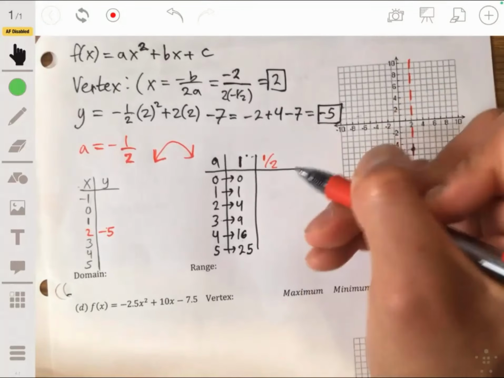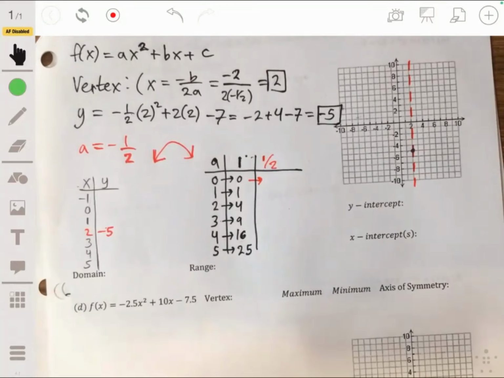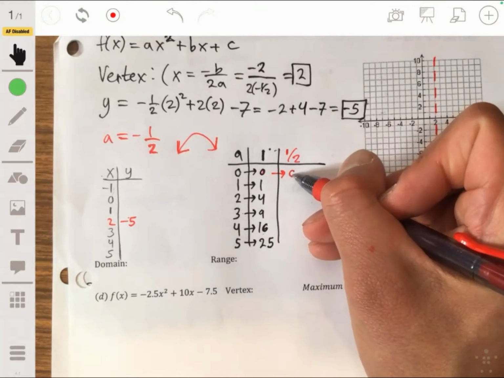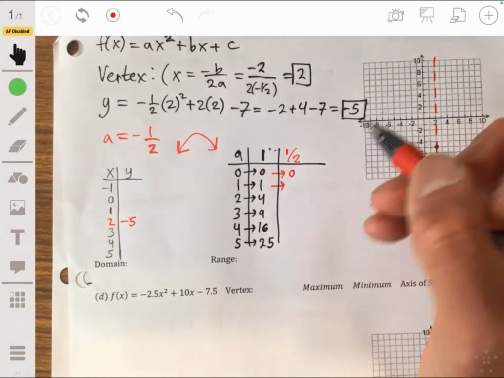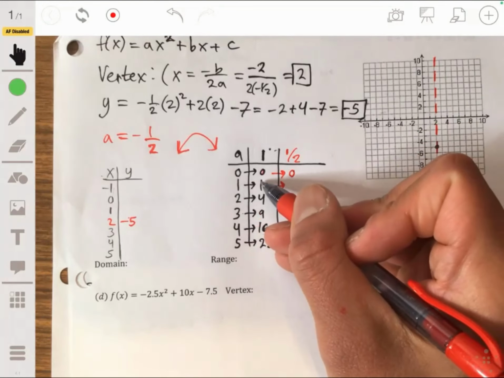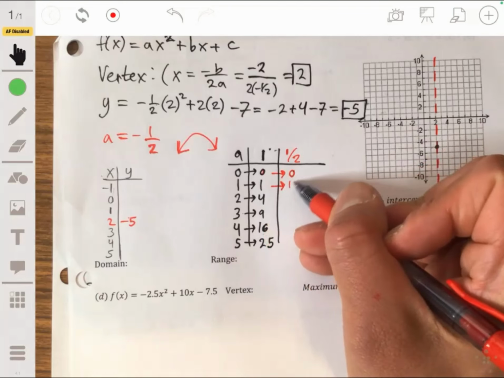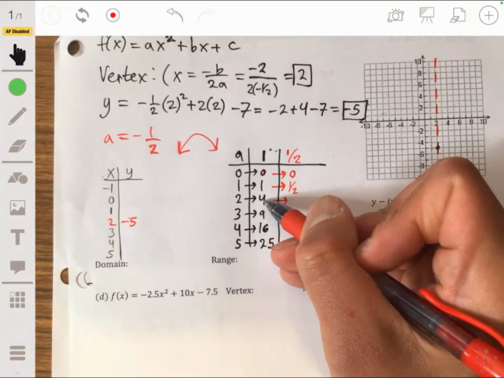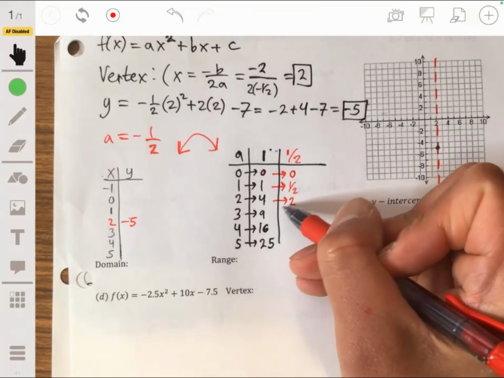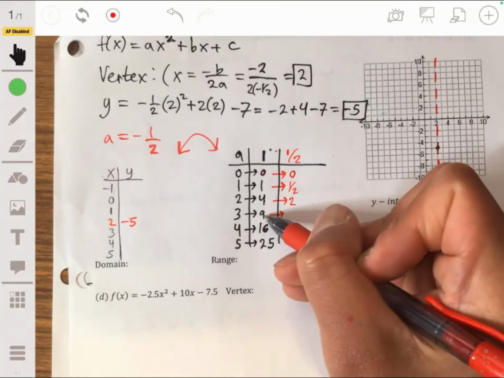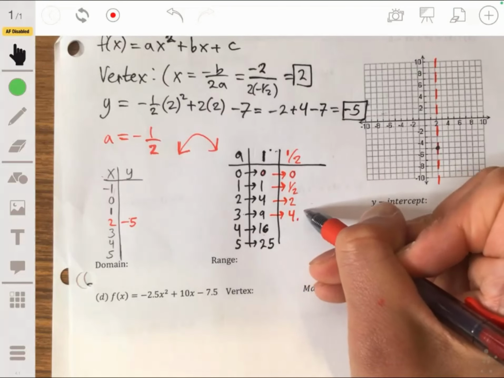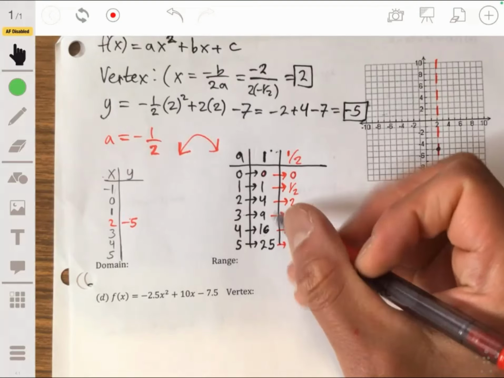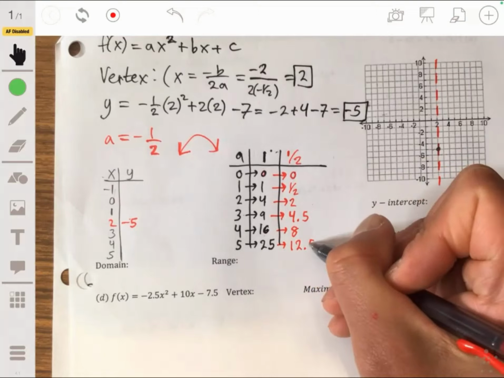But what if a is 1/2? Well, at the vertex, we're still going to be 0 units up because it's the vertex. That's where we start. 1 unit away, we just multiply this by 1/2. We multiply 4 by 1/2, we get 2. Multiply 9 by 1/2, you get 4.5. Multiply 16 by 1/2, you get 8. Multiply 25 by 1/2, you get 12.5.